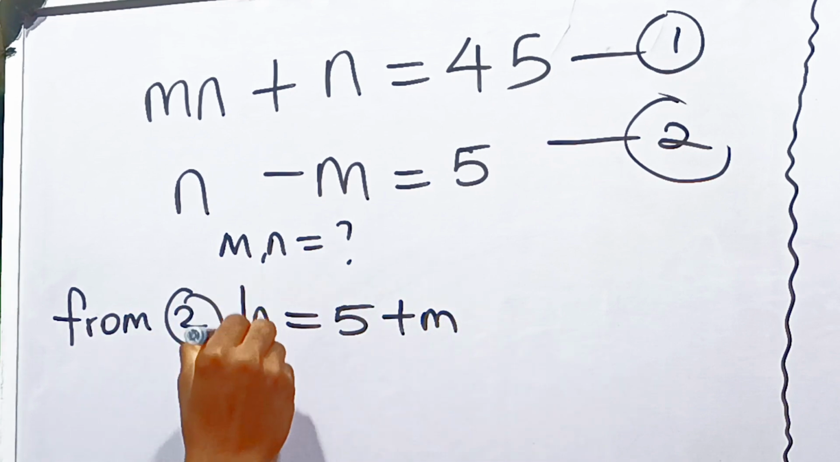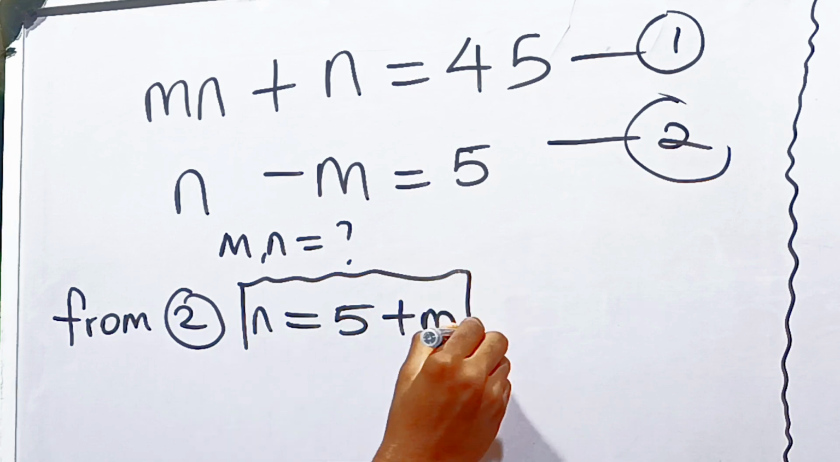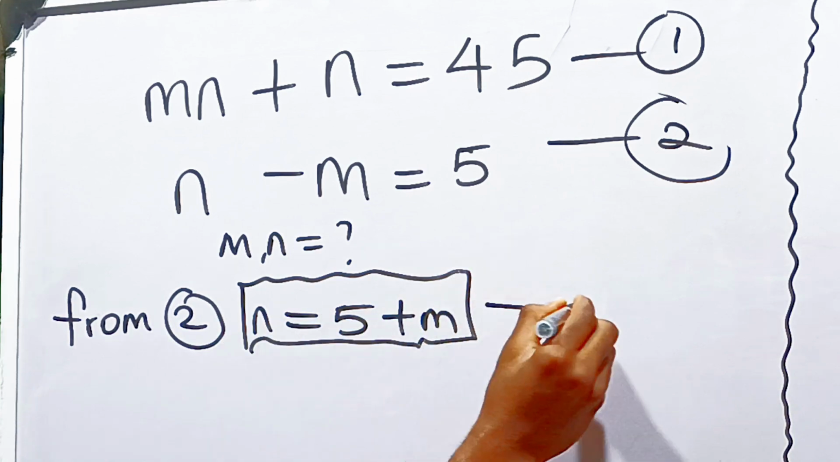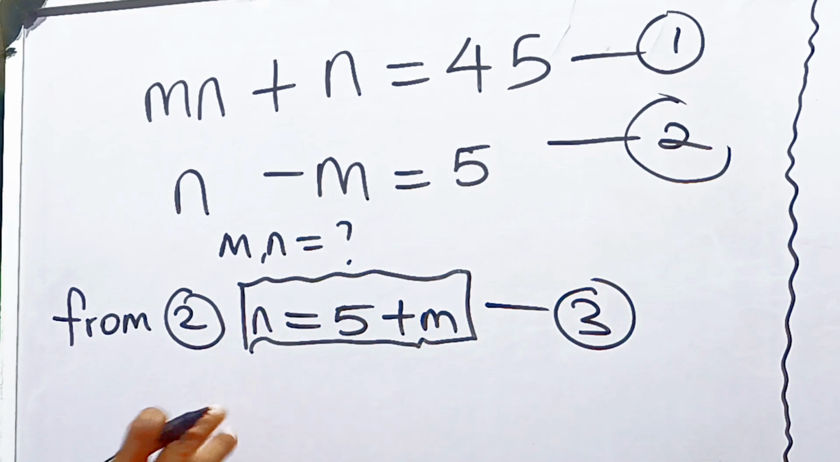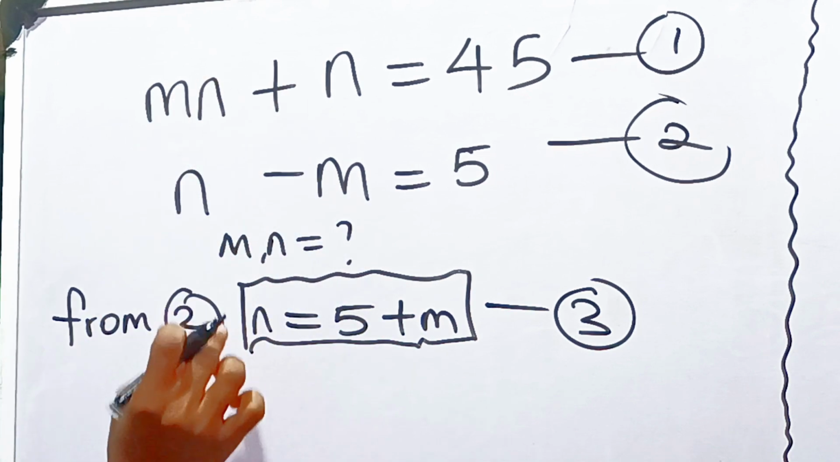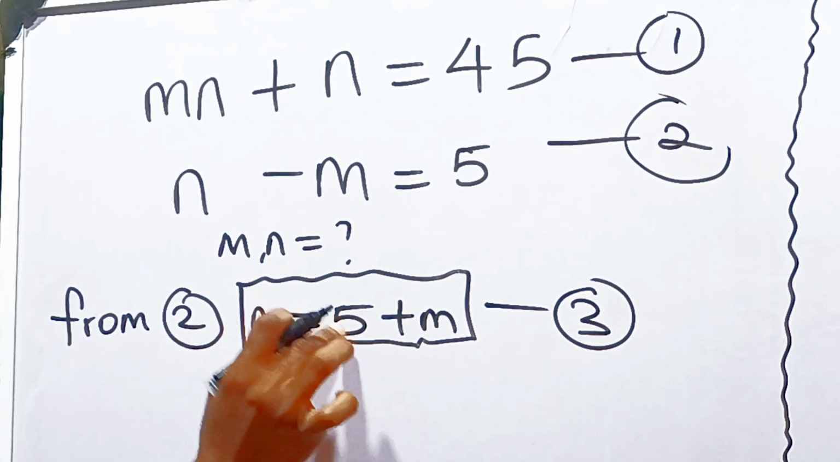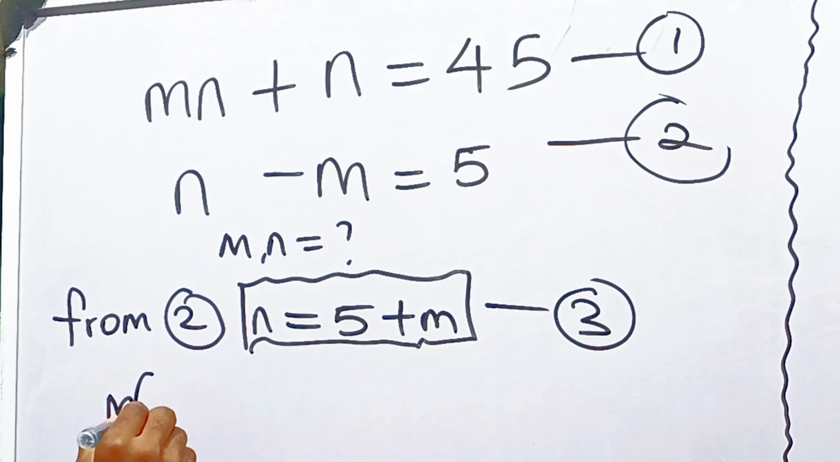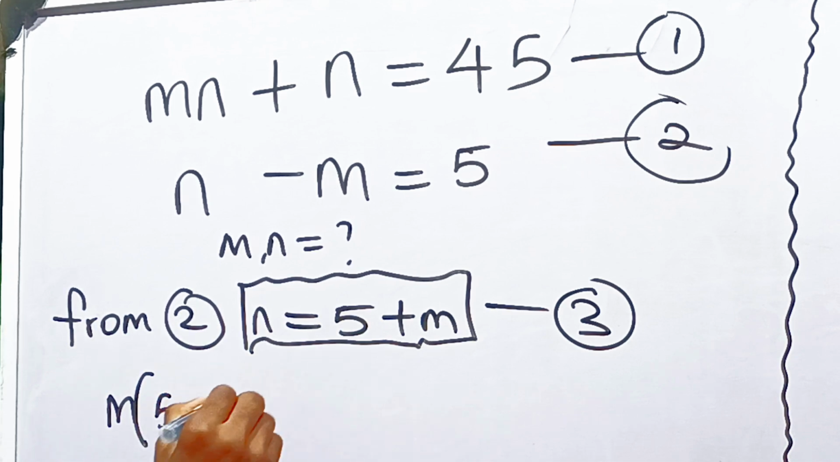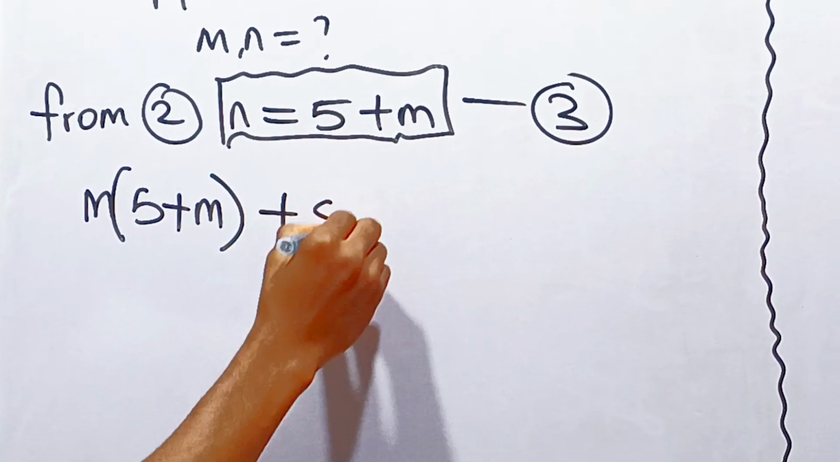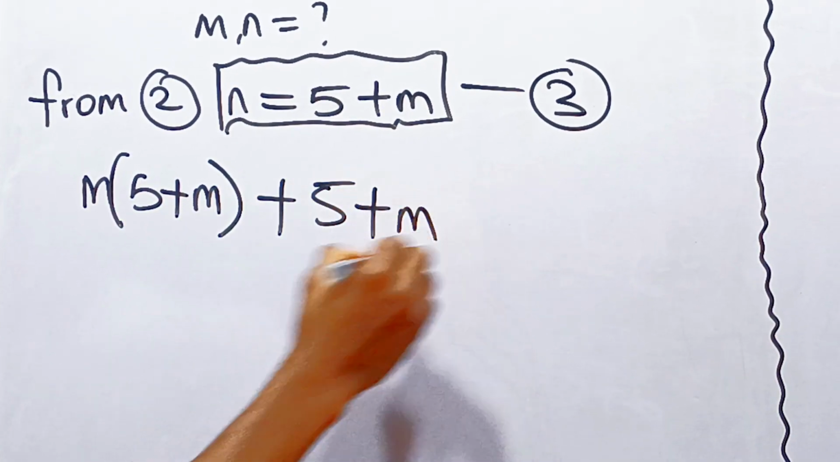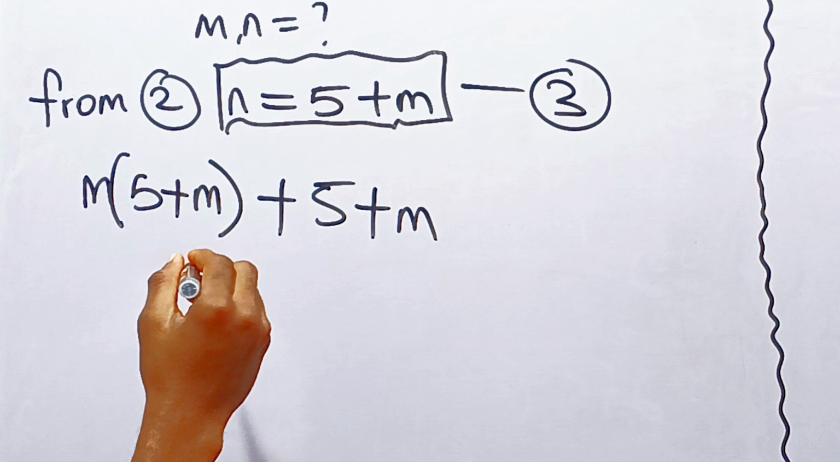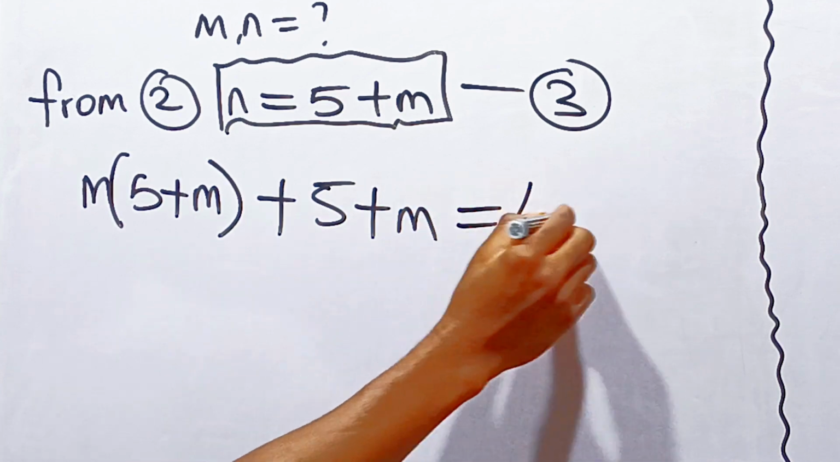So we can go ahead and call this our equation 3. We can now substitute equation 3 in equation 1. So in place of n, we replace it with 5 plus m. So we have m into 5 plus m, plus 5 plus m, is equal to 45.